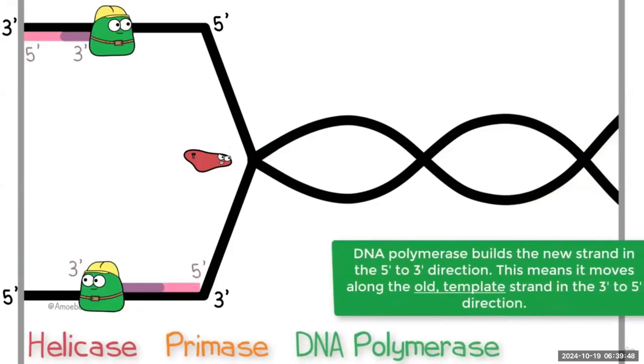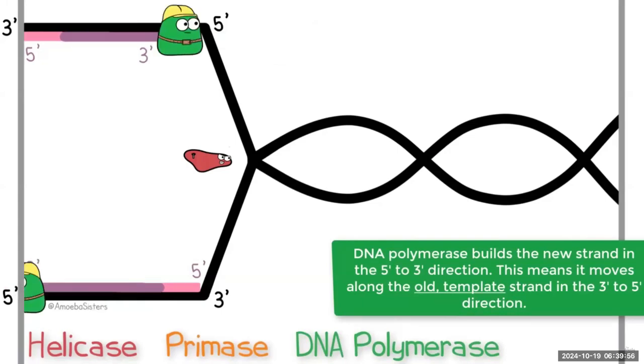Now, the thing about DNA polymerase is when it's building a new strand, it can only build the new strand in the 5' to 3' direction, meaning it adds new bases to the 3' end on the new strand. See how it's being built in the 5' to 3' direction? This one is called the leading strand.